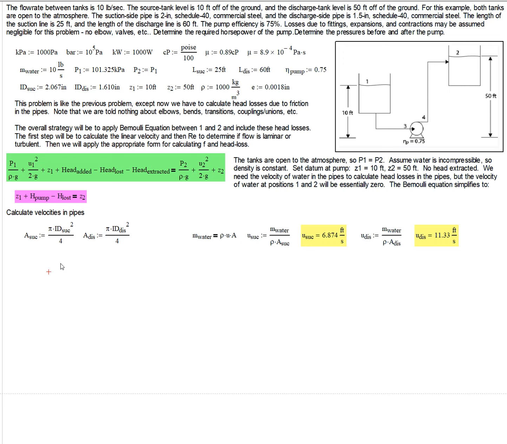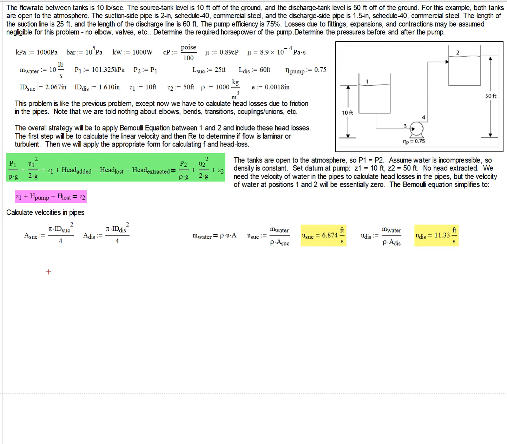And so the first thing we need to do for that is to calculate the cross-sectional areas. So I've got the cross-sectional areas. We were given the mass flow rate, and because it's steady state flow, our mass flow rate at any point in these pipes is the same. And so we can solve for the linear velocity in the suction side of the pump. That's 6.874 feet per second. And then we can solve for the linear velocity in the discharge, which is 11.3 feet per second. And do a quick check. That makes sense because our inner diameter of the discharge is smaller than our suction.